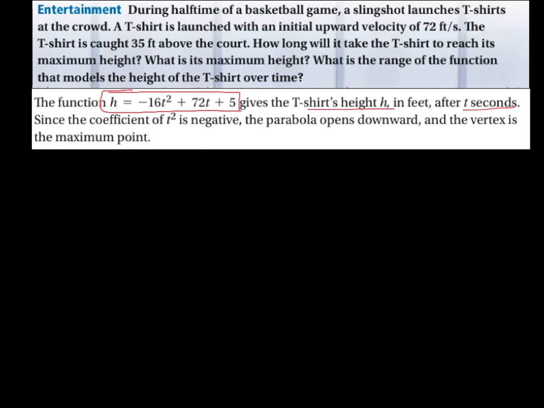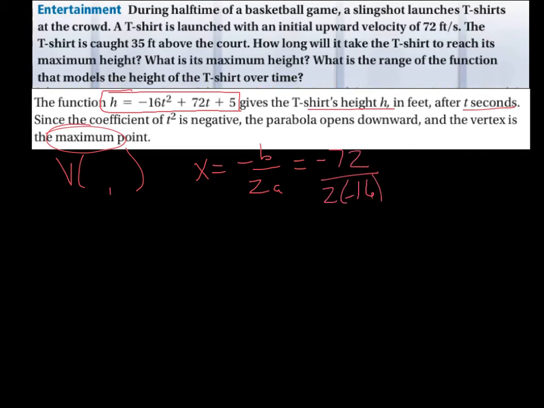So how long will it take the t-shirt to reach its maximum height? Well, where's the maximum height going to occur? The maximum is going to occur at the vertex. So we simply have to find the vertex. We're going to use our x equals -b over 2a, which gives us -72 over 2 times -16. So we've got -72 divided by -32, which is approximately 2.25 seconds.